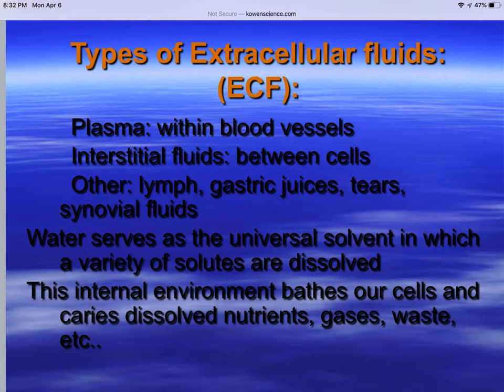Because water serves as a universal solvent, it's going to be all over the body to help break solutions down. The internal environment bathes our cells in this water substance, and it's going to help carry dissolved nutrients, gases, and waste throughout the body system.